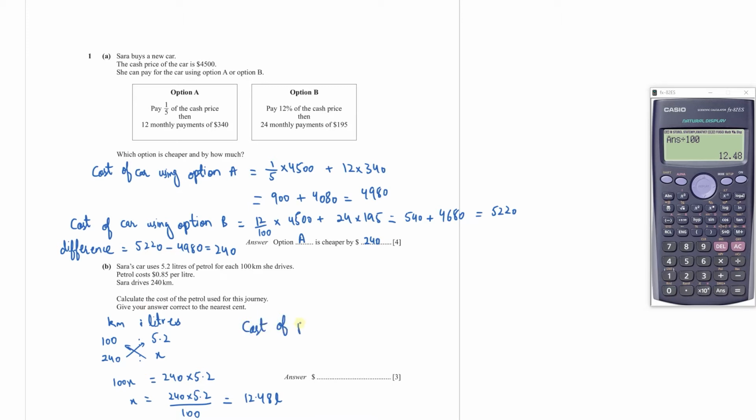Now you can calculate the cost. Cost of petrol will be equal to the liters that are used, 12.48, multiplied by the cost of 1 liter, which is 0.85. So this multiplied by 0.85. So correct to the nearest cent, I have to write it up to 2 decimal places. So this will be 61 cents. So the total will be $10.61.